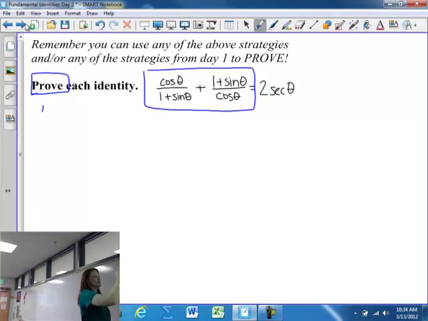And I'm going to see if I learned anything today about combining my fractions. I need a least common denominator. And those don't cancel with each other. So I'm going to use 1 plus the sine of theta times the cosine of theta as my least common denominator.